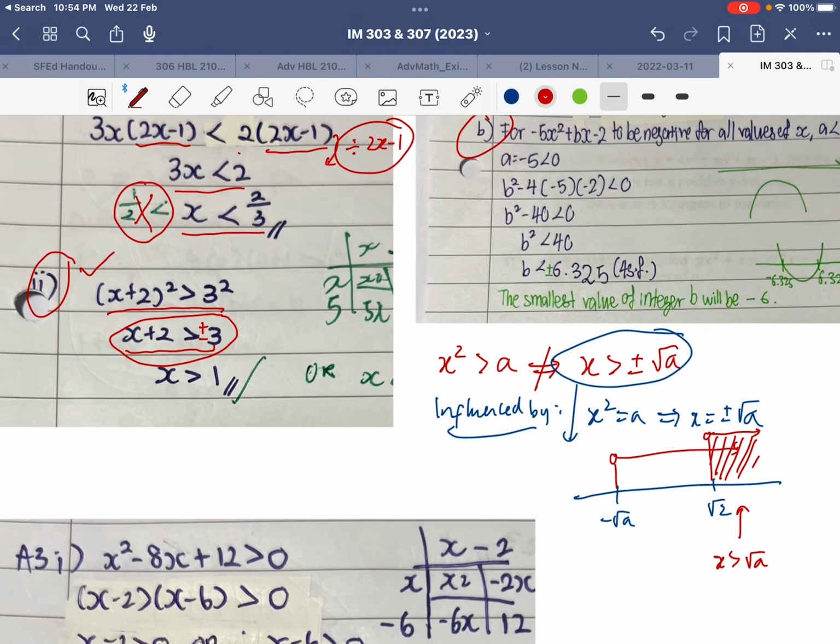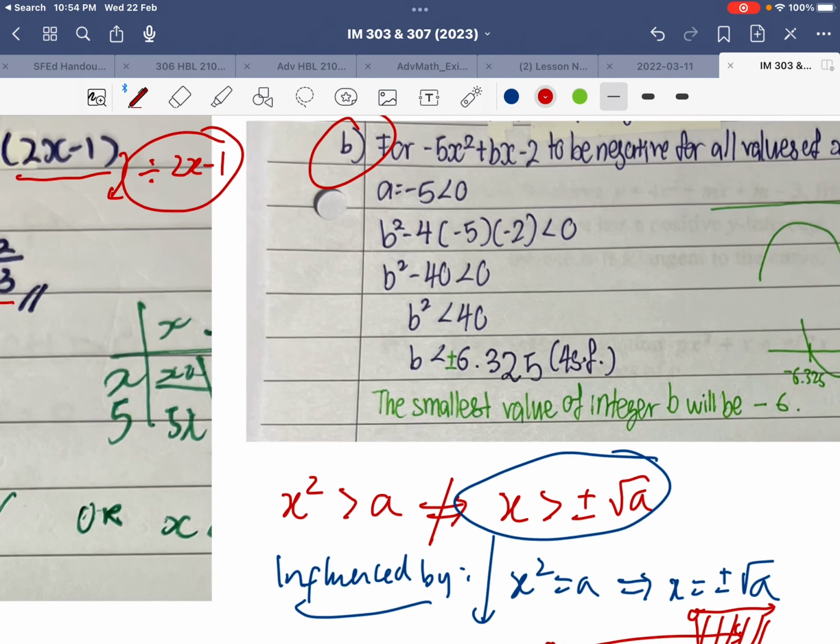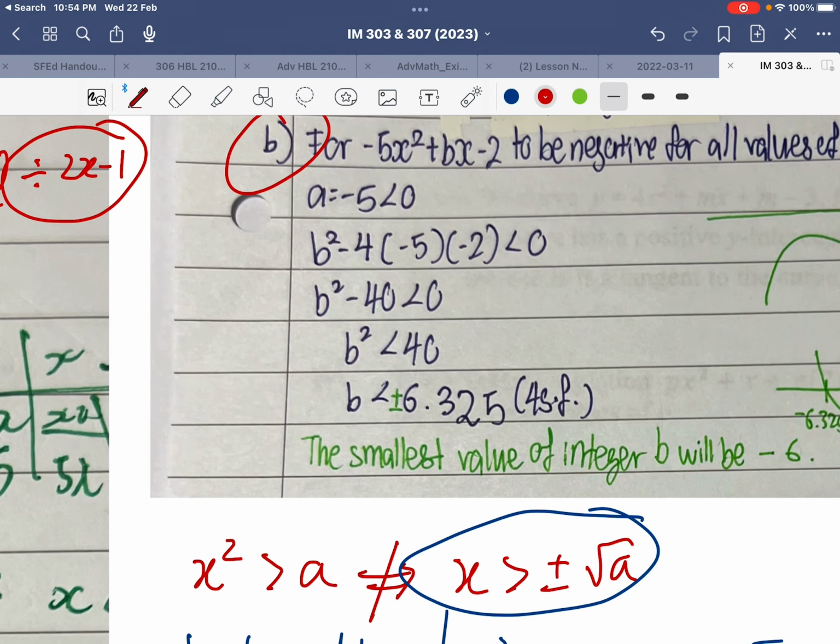Same thing as you noticed in part B here, we have b squared minus 40 less than 0. Then you make it into b squared less than 40, and then b less than plus or minus square root of 40. This one again is wrong. So don't be trapped by this misconception, by this mistake.